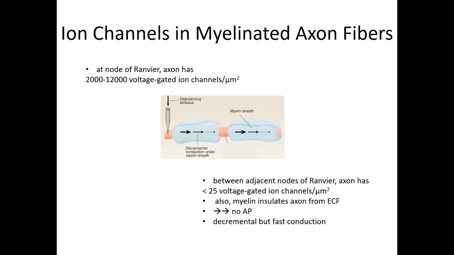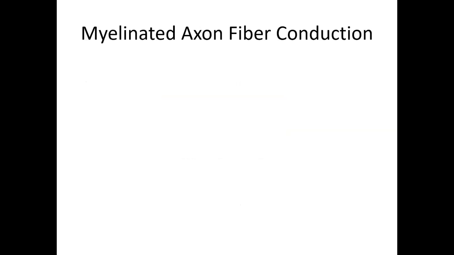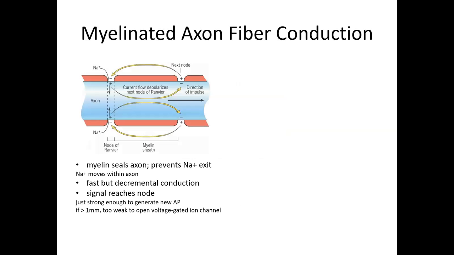underneath the myelin. The myelin has now insulated the axon from the extracellular fluid, so you can't have sodium flowing in, and so it's not going to generate a new action potential. So underneath whatever is creating that myelin sheath, whether it's the oligodendrocyte or the Schwann cell, you're going to have decremental conduction under the sheath, where it's getting weaker and weaker the further away you get. However, please recall that decremental conduction was fast, okay?